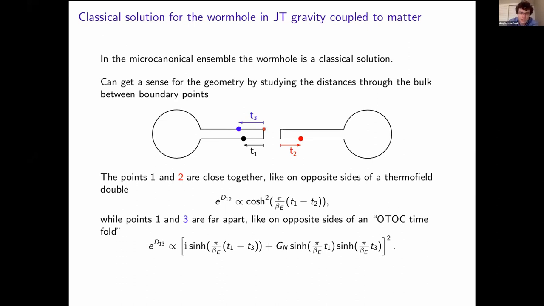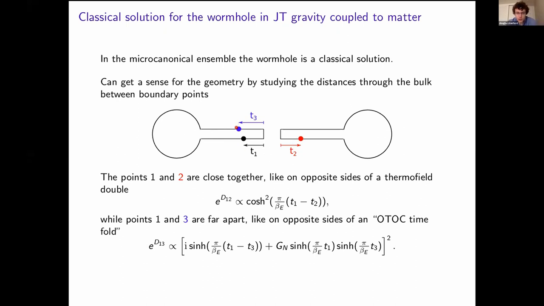Then the result in this solution is that points one and two are close together, and the distance between them is this function here. If T1 is close to T2, then the points are close together. And actually this function, for those of you who've been studying AdS2, you will recognize. This is the distance function that you get on opposite sides of the thermofield double, this two-sided black hole that Juan mentioned. So these two points feel as though they're on opposite sides of a thermofield double. In particular, they're close together, even though they're on different disconnected boundaries.